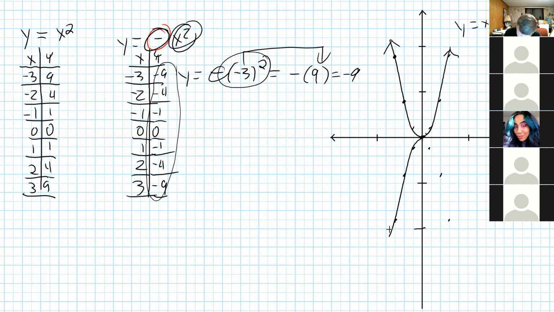Having a hard time getting that thing to line up. I'm just going to freehand it. Okay. So if this is y equals x squared, this is y equals negative x squared. So putting a negative out in front flips it over. Okay with that? Yep. All right.